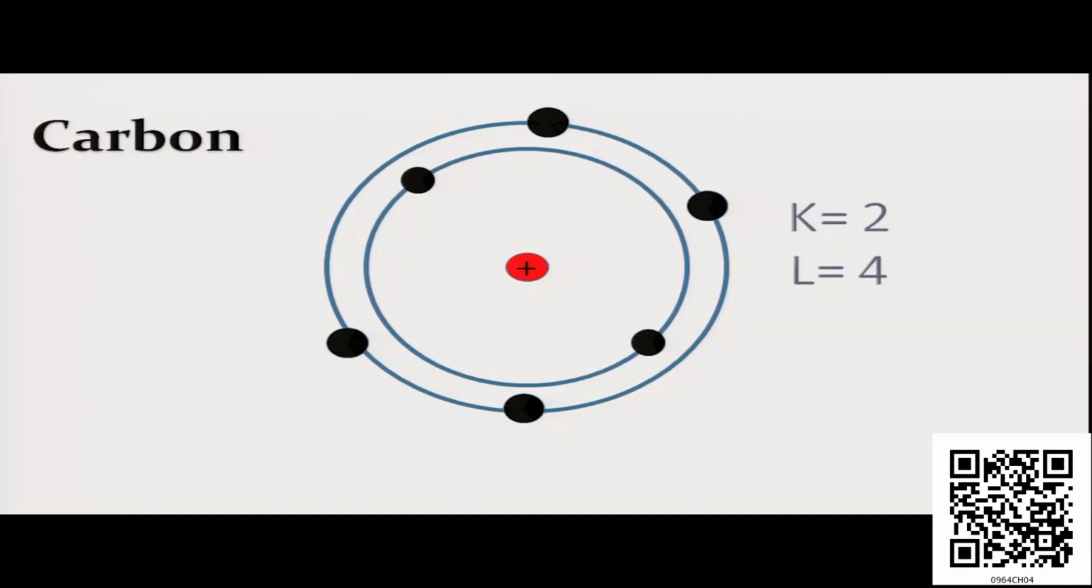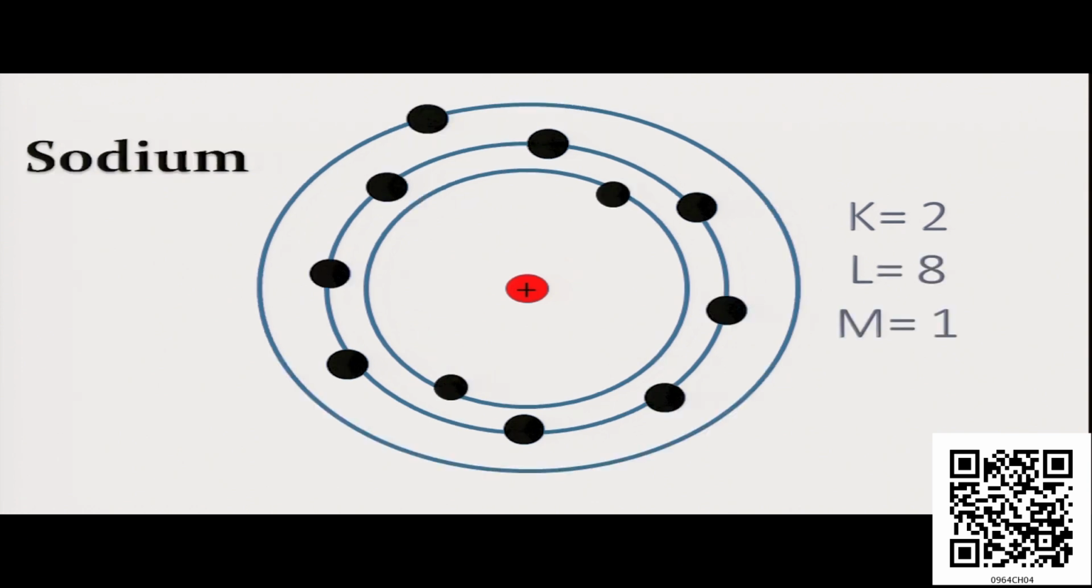For example, we had discussed that carbon contains 6 electrons, distributed in two cells: in the K cell 2 electrons and in the L cell 4 electrons. Here for carbon the L cell is the outermost cell. Similarly, in case of sodium, 11 electrons are distributed as such: in the K cell 2 electrons, in the L cell 8 electrons and in the M cell 1 electron. So for sodium, the outermost cell is M, containing 1 electron.